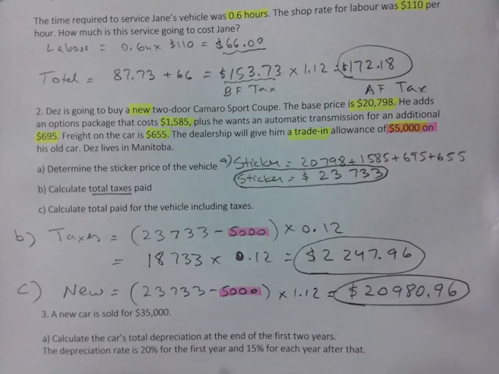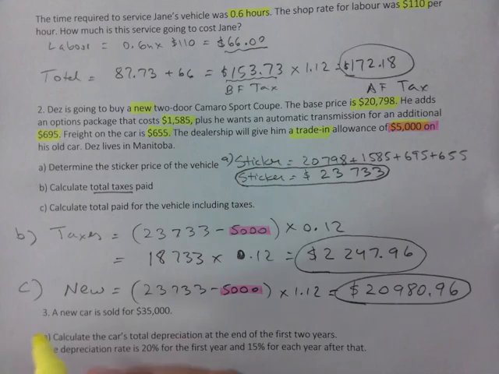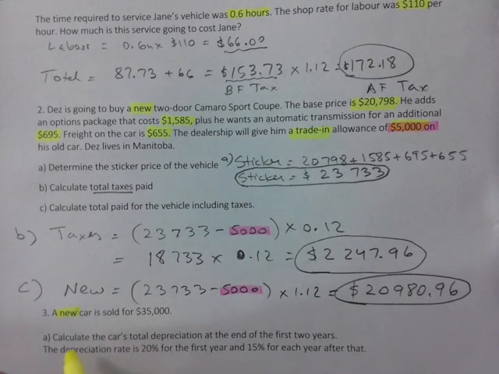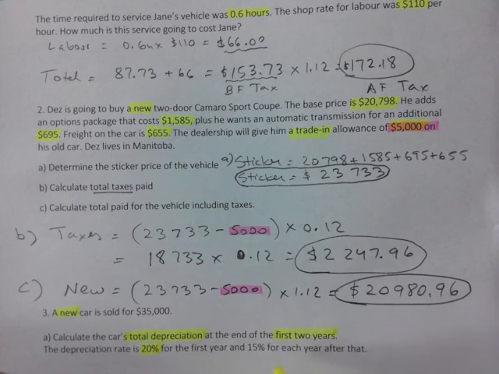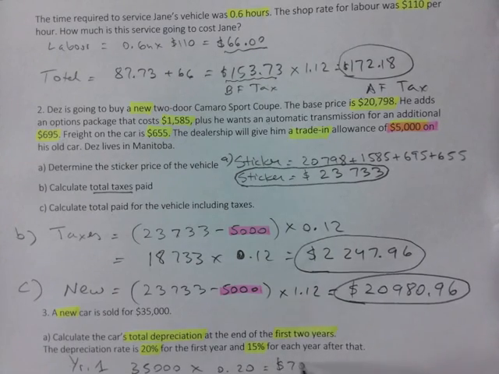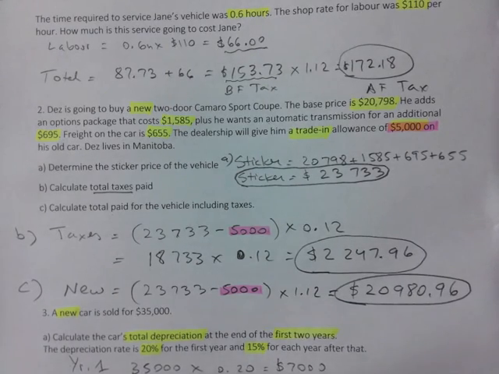Right, new car is sold. There it is again, that word, new car. Not that it really matters when it comes to depreciation, but calculate the total depreciation. How much has been lost in the first 2 years? It's 20% the first year, 15% second year. So it's a bit of a twist there. So year 1, we go 35 grand times 0.20. That's 7,000. I subtract the 7,000 for year 2.